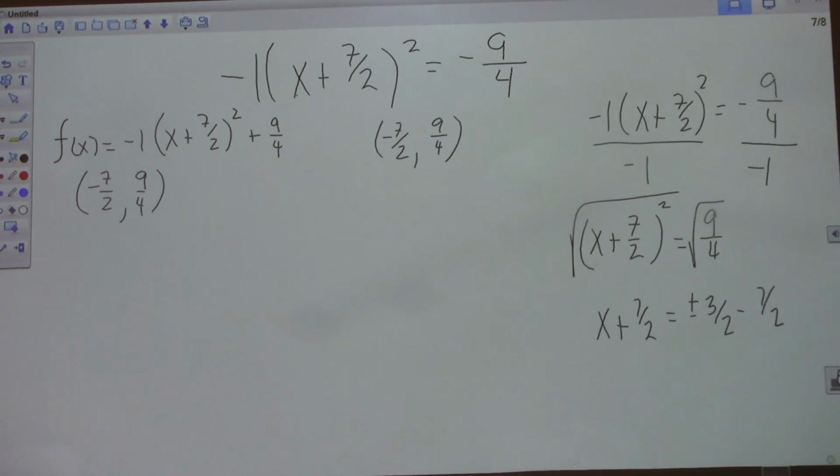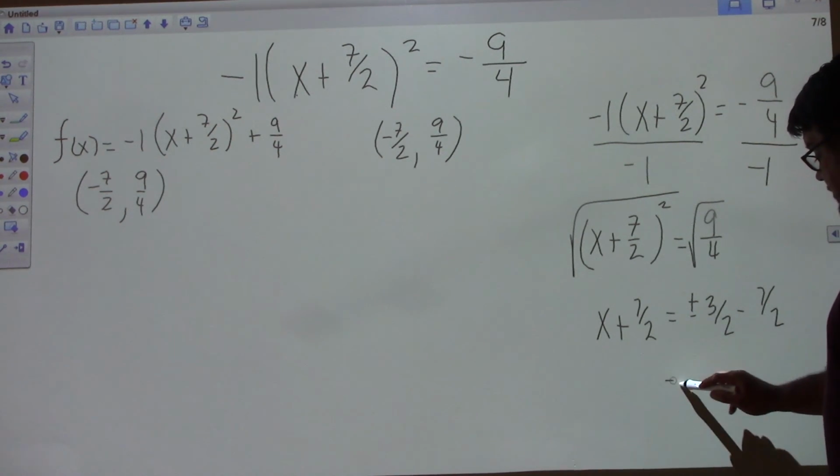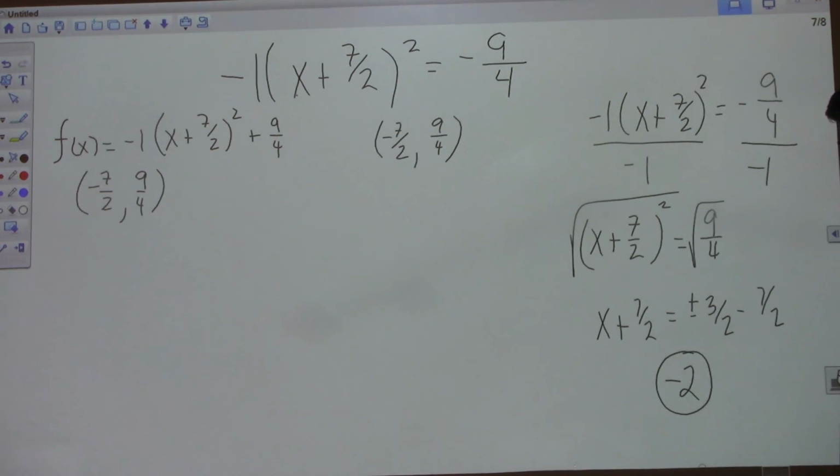What's 3 minus 7? Negative 4, Hubert. That's right. Negative 4 over 2 is? Negative 2, Hubert. Thank you, class. What's negative 3 minus 7? Negative 10. Thank you. And what's negative 10 divided by 2? Negative 5. It's a miracle. Let's see if everything lines up.